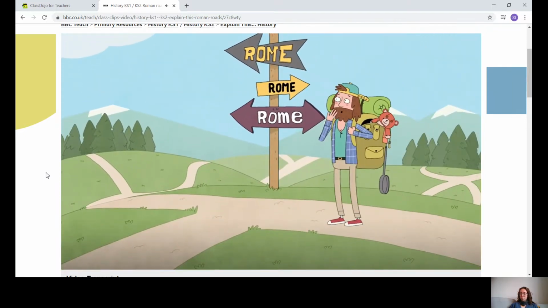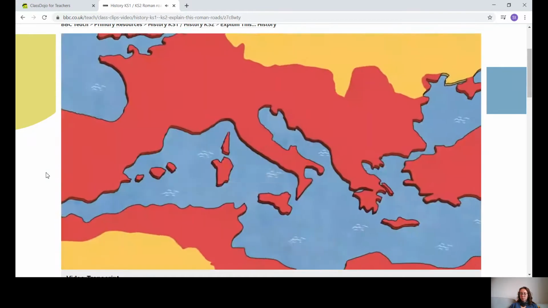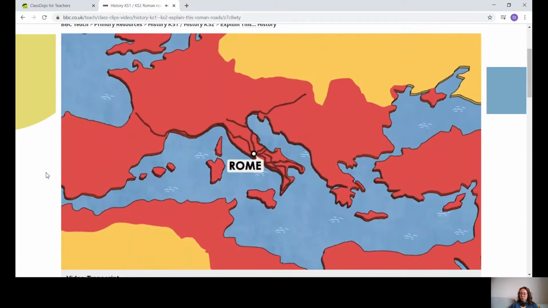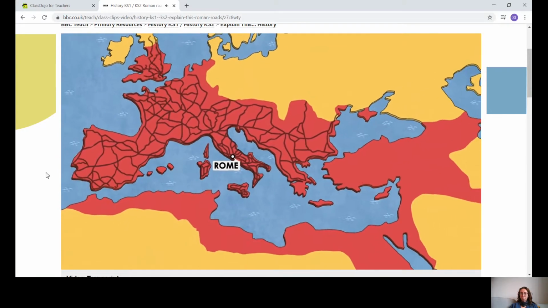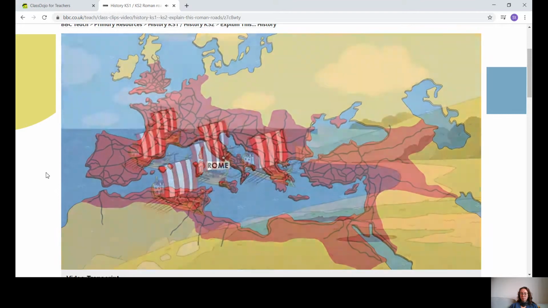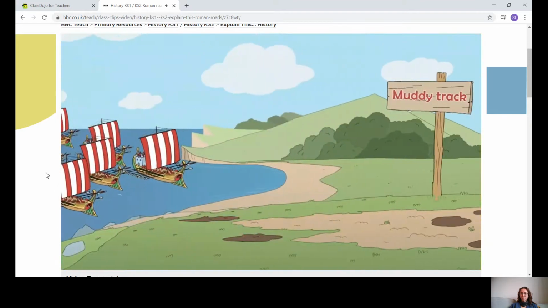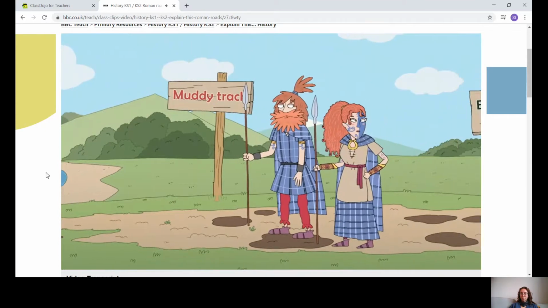Have you ever heard the phrase, all roads lead to Rome? Well, just over 2,000 years ago, this was true. The Romans controlled a large proportion of the world. One of their many achievements was creating an interconnecting set of roads so that every part of the empire was connected to their capital city, Rome. When the Romans arrived in Britain, it was run by Celtic tribes who didn't have much of a road system.